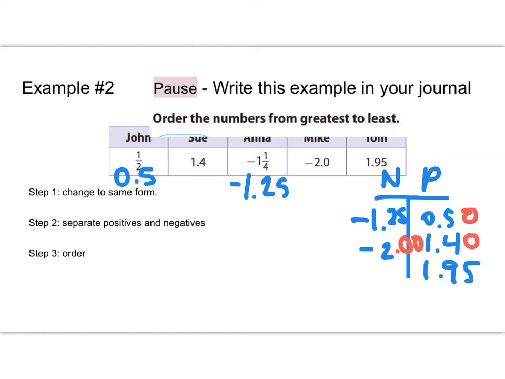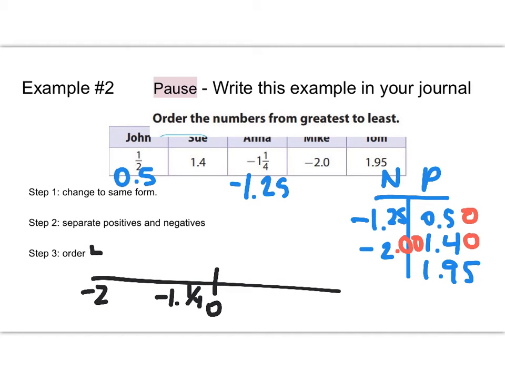Okay? Alright, so if I have my number line, my negatives are to the left, and this is 0. So which number is closest to 0? It's negative 1 25 hundredths, which is negative 1 1/4. The next number is negative 2, and negative 2 is further away from 0, so this is the least amount, negative 2. On the right side, I have 5/10, 1 4/10, 1 95 hundredths.